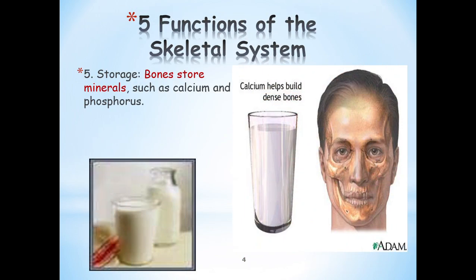And the last one is storage. They store minerals like calcium and phosphorus. When required, bone releases minerals into the blood, facilitating the balance of minerals in the body. So these are the five functions of your skeletal system.